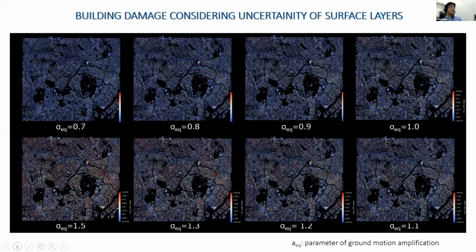So this is a building damage considering uncertainty over surface layers. For one given scenario, we consider the difference in the surface layer properties and consider building damages. So red is severe damage, and blue is no damage. And depending, of course, on the uncertainty of surface layers, we can tell the expected building damage distributions. Next, please.